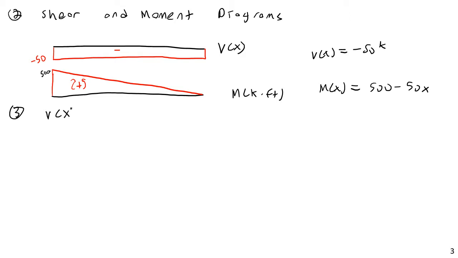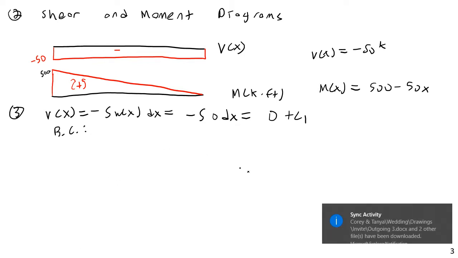And if I wanted to do that, I would say that V of x is equal to the negative integral of w of x dx, which is equal to the negative integral of 0 dx, and that's going to be equal to 0 plus C1. And boundary condition on this, as we saw previously when working through shear and moment functions by integration, we always need a boundary condition.